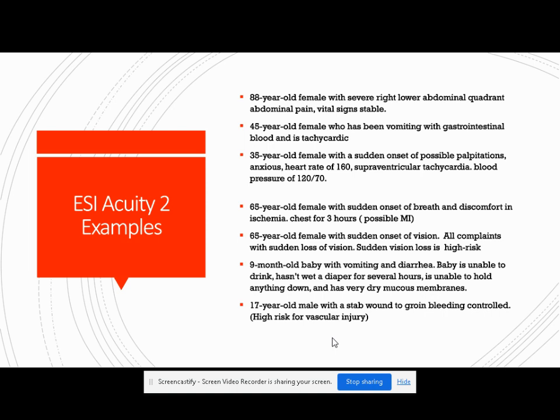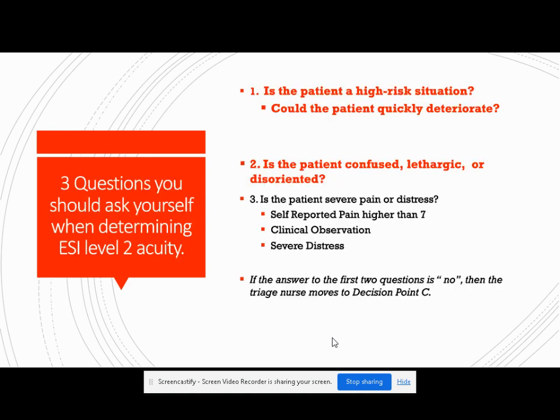Could deteriorate quite quickly. So as we go through these examples, we're looking at those 3 questions in our mind. Is the patient high risk? Can they deteriorate? Is that patient confused, lethargic, or disoriented? Could any of those examples lead to that? Yes. It goes back to deterioration. And number 3, is the pain severe, and are they in distress? So those are the 3 questions we have to look at when we focus on ESI 2. So high risk, lethargic, disoriented, confusion, and are they in distress and pain?